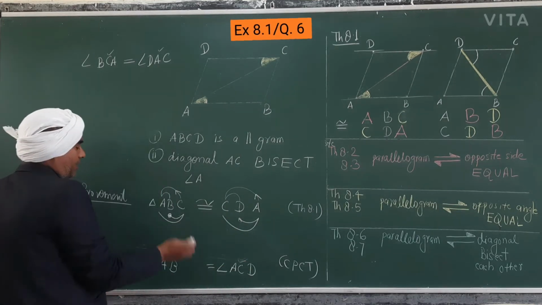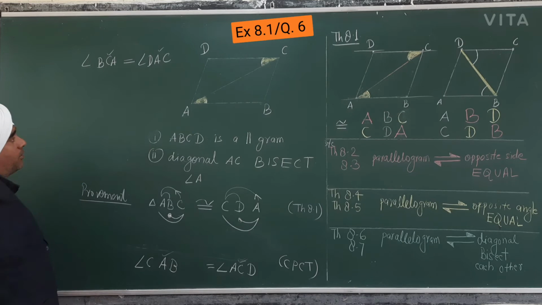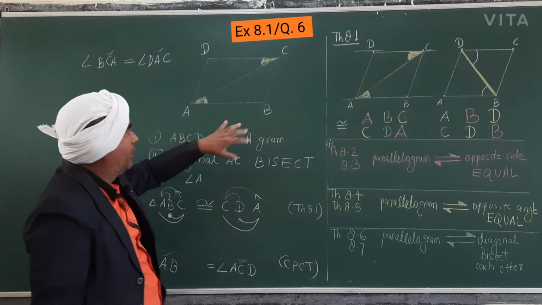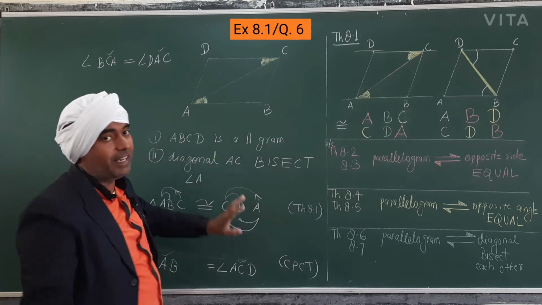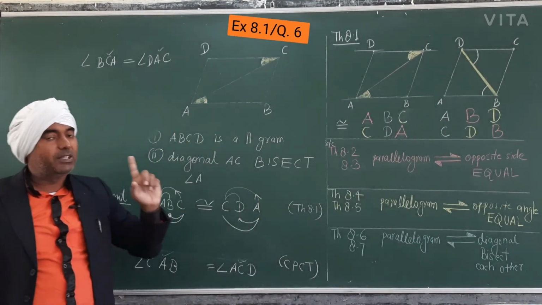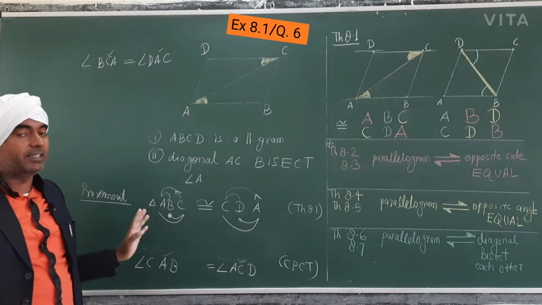CPCT you can write, because I don't have place, so I don't like to erase anything. Okay, the two things I have written. This was the proof of 8.1. Only one thing I have to use. At that time we will not use the CPCT. Okay, so the 8.1 theorem proof is very easy, very interesting, very important.